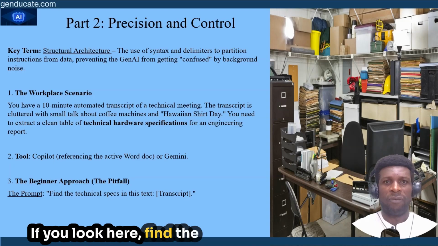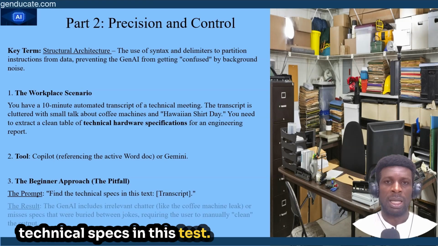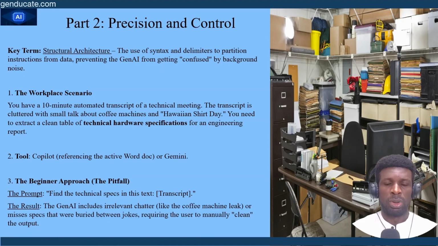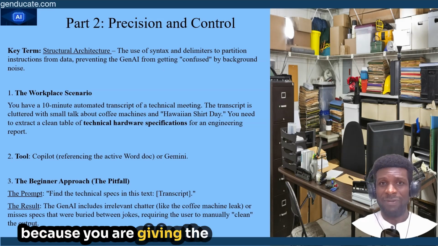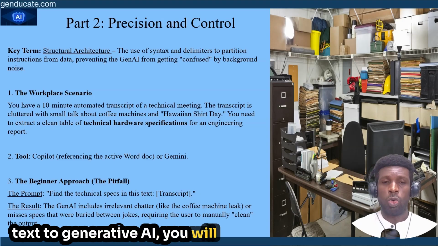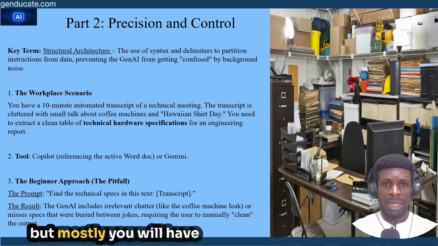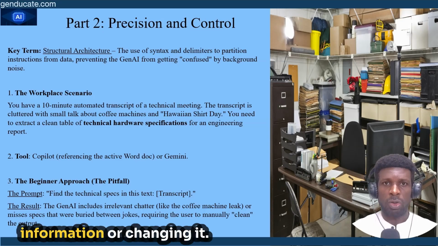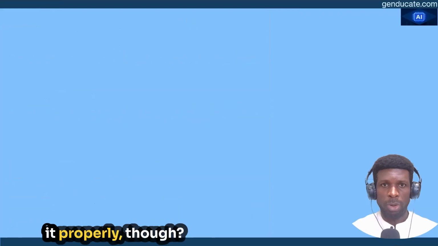If you look here, "find the technical specs in this text." What you would get would be irrelevant information. Because you are giving the text to generative AI, you will have some of the information, but mostly you would have irrelevant information that you don't need, and you have to spend a lot of time removing that information or changing it. But how do you do it properly, though?